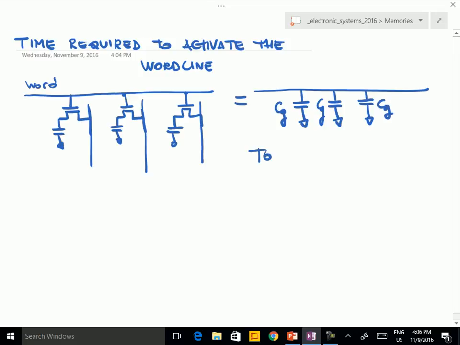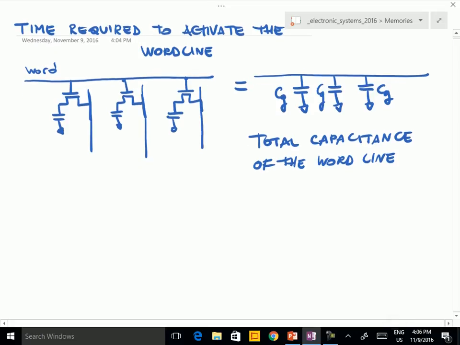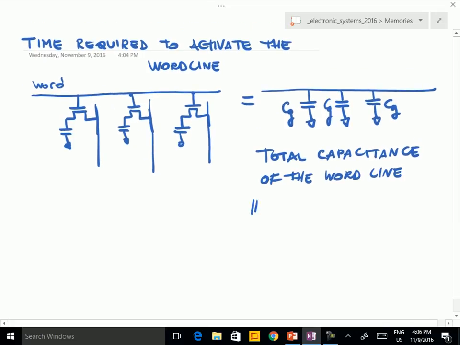So I have a total capacitance of the word line which is something like, in order to simplify, the number of bit lines that are crossing the word line times the capacitance of each gate. This is the total capacitance of the word line.